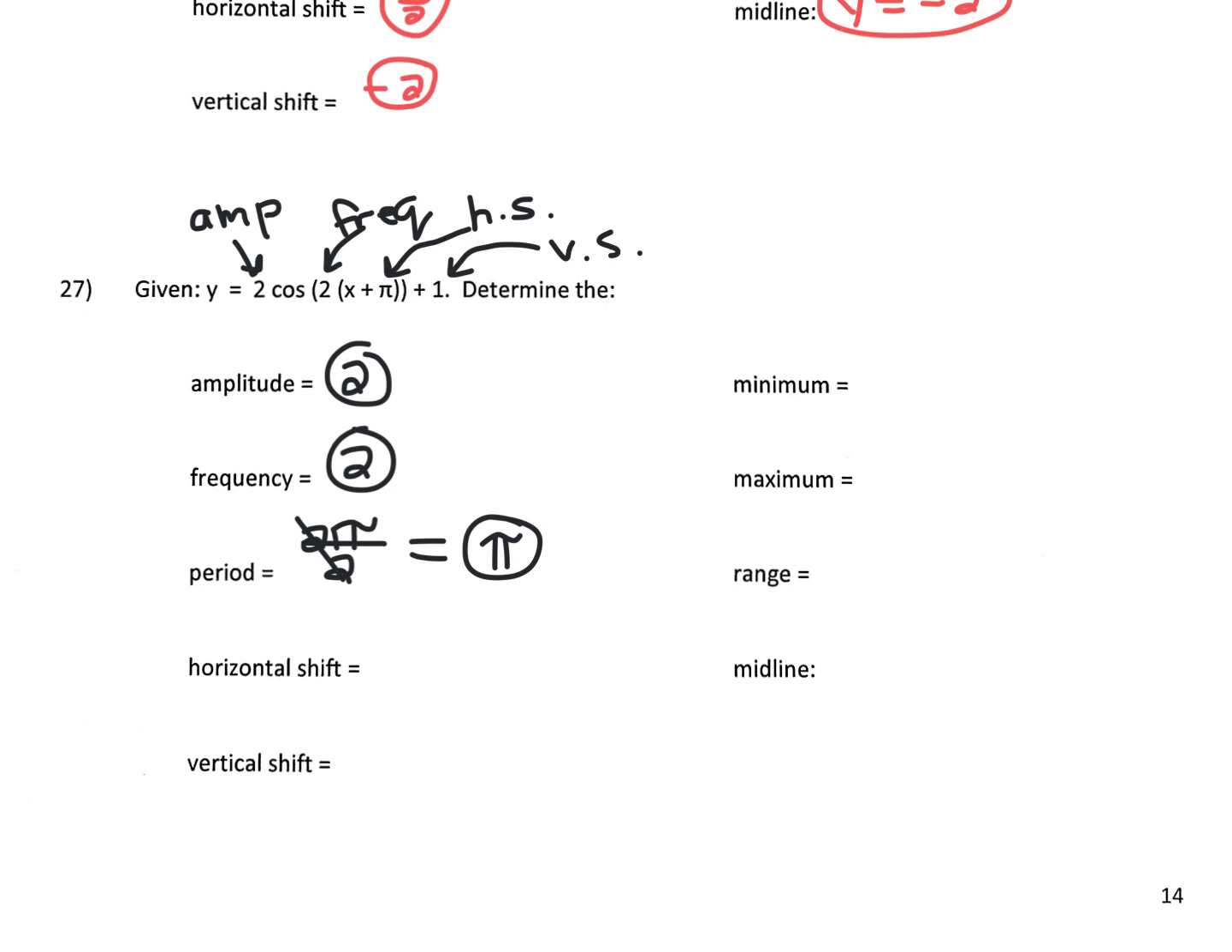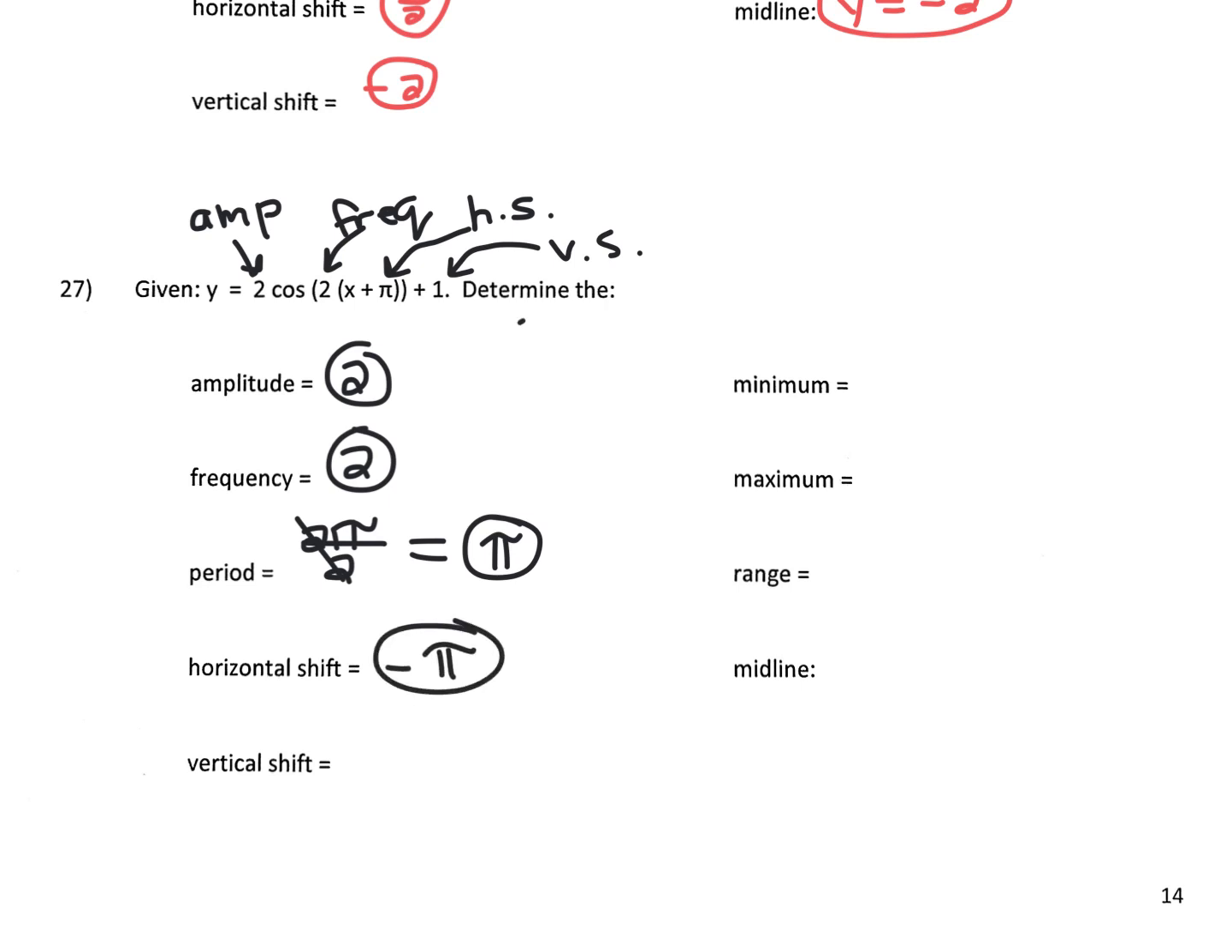All right, now be careful with the horizontal shift. Remember, the horizontal shift, the formula is x minus the horizontal shift. So x minus what gives you a plus pi? That would have to be -pi. And let me just explain that.